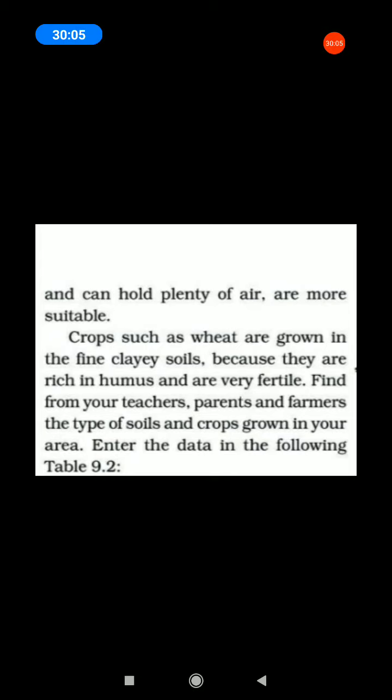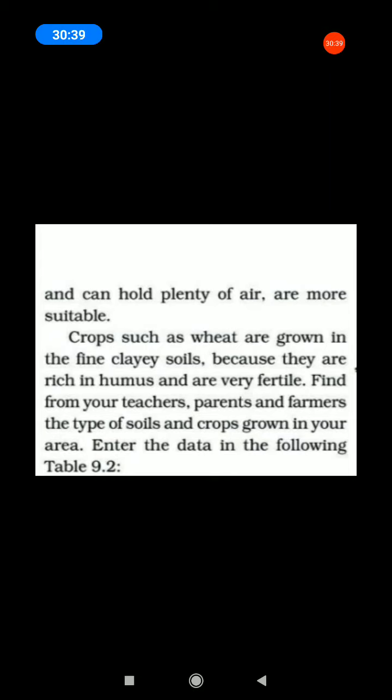Page number 104. Crops such as wheat grow in the fine clay soils because they are rich in humus and very fertile. Underline the words, because they are rich in humus and very fertile. Can you understand, students?